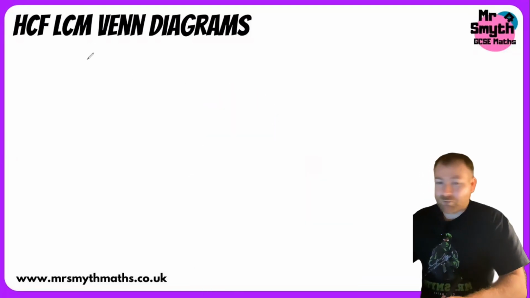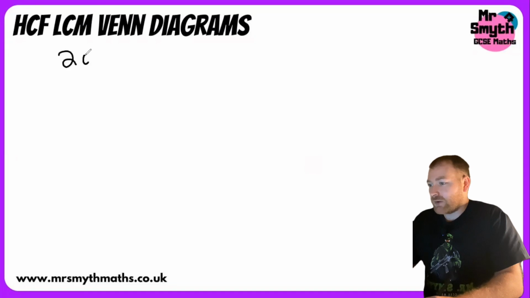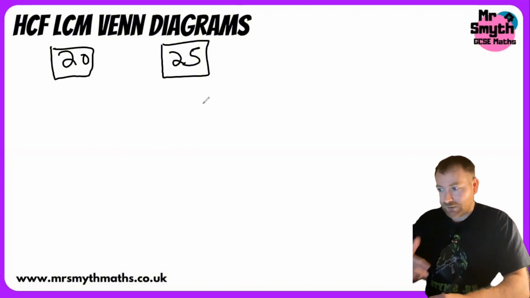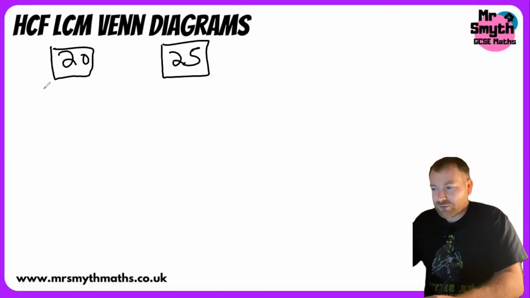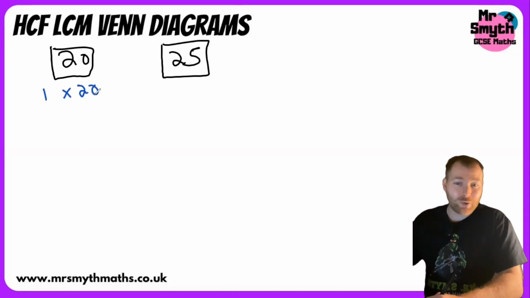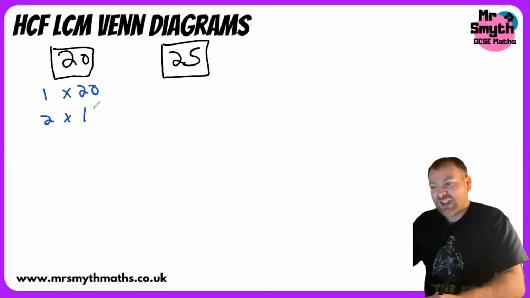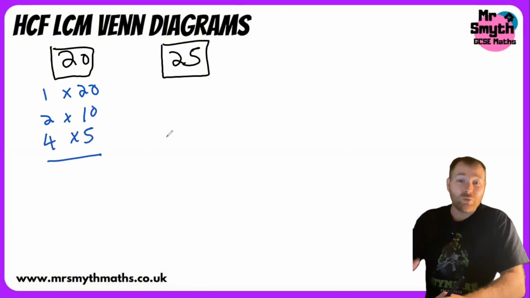So if we're doing some basic highest common factor, let's say we've got the number 20 and the number 25, and we just need to work out the highest common factor between these two numbers. We need to pick some factor pairs. Let's always start with the number 1, so it's 1 times by 20. After 1, let's try 2, so we've got 2 times by 10. Let's try 3. 3 doesn't go in there. 4 does, so it's 4 times by 5. And then that's all the factors, so we can stop.